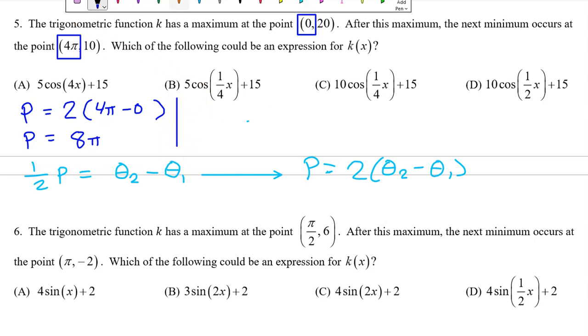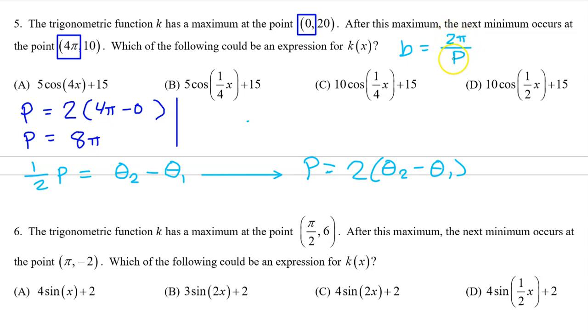We have learned that the b value is given by 2 pi divided by the period. So in this case, b will equal 2 pi divided by 8 pi. The pi's cancel out, and the 2 over 8 reduces to 1/4. So that's the b value, which matches options B and C. So we can eliminate A and D. A difference between B and C is the A value.